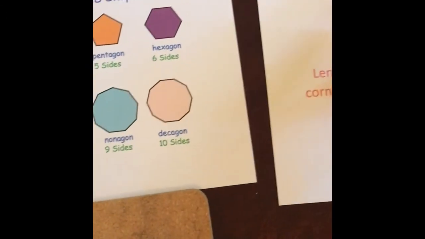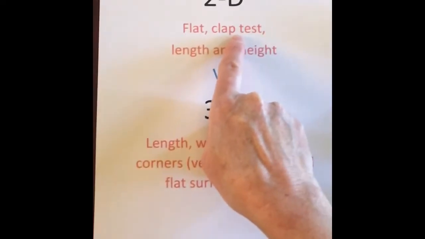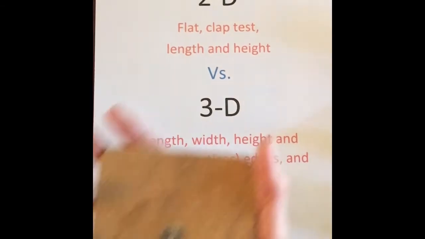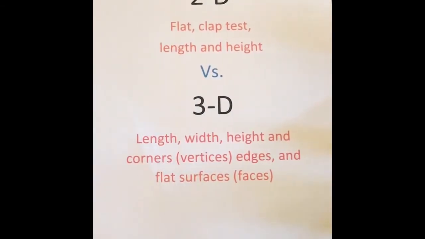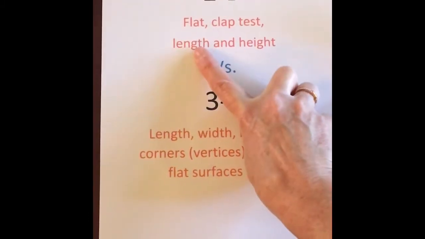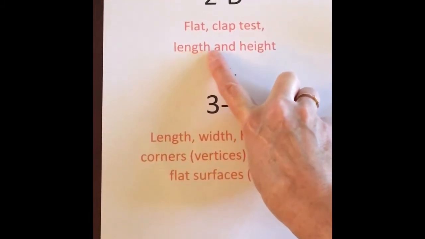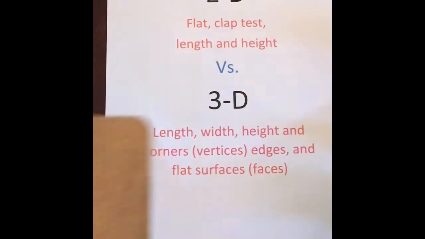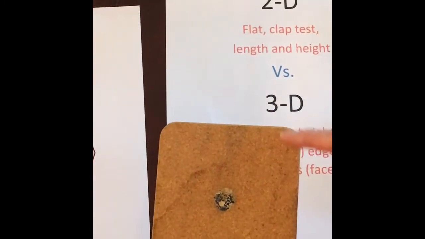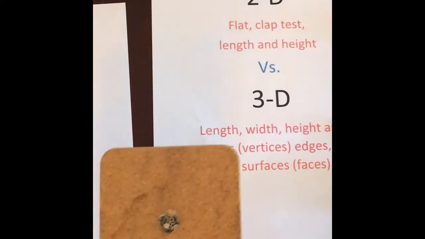And if you can do the clap test, then you know, oh yeah, I can do a clap. If you can do the clap test, you know it's a flat 2D shape. It's also only measuring length. So this would be the length, how long it is, and the height, how tall it is.